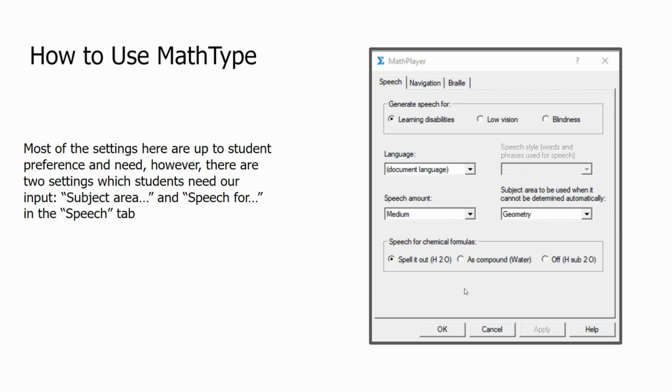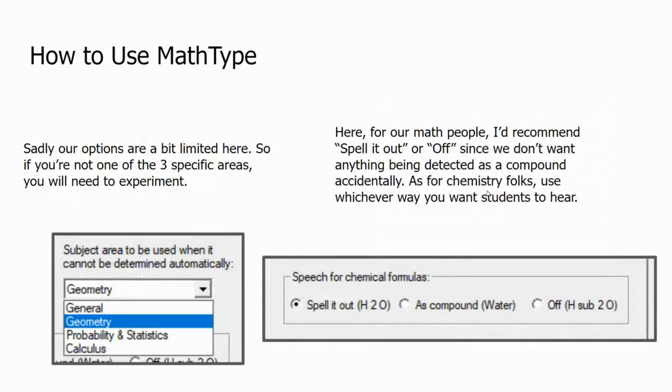The reason for this, which should be fairly apparent, but for the sake of clarity, MathPlayer, as I mentioned earlier, is not omniscient. Like it says right here, it will try to assume what you want, which isn't always true. So, sadly, it's not very helpful with the areas.